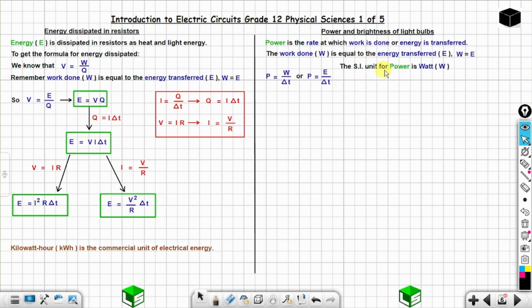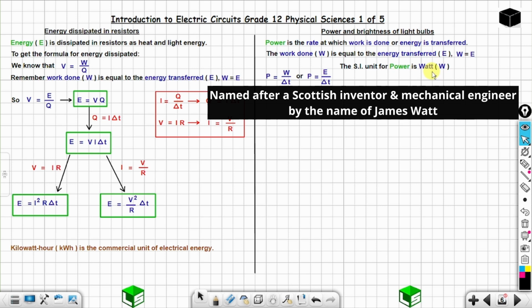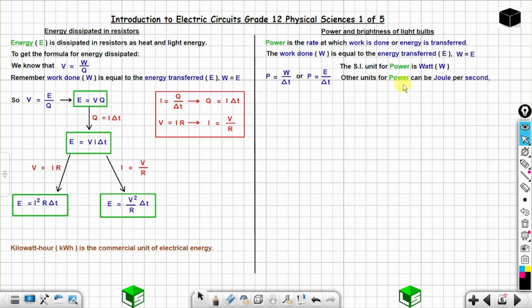The SI unit for power is watts, okay? We use W. This was named after a Scottish inventor and mechanical engineer by the name of James Watt. And other units for power can be joule per second. Remember, the unit for work done or energy transferred is joule, and the unit for time is second. You can write like this, joule per second. So this is the one we are going to use most of the time. Mostly used.